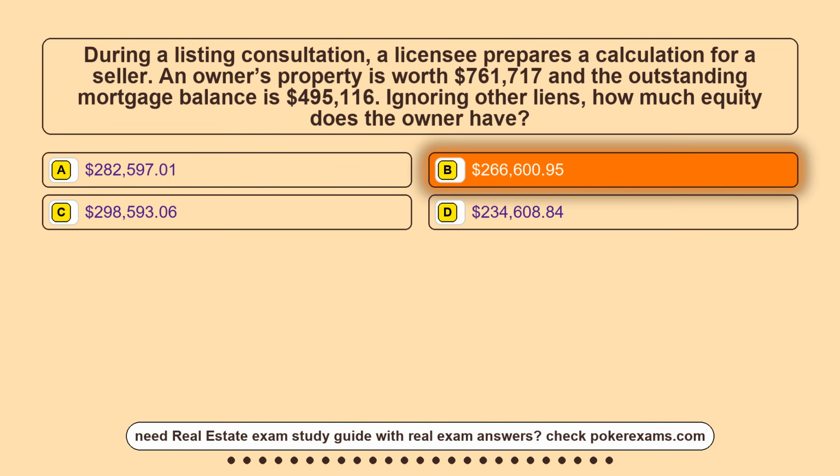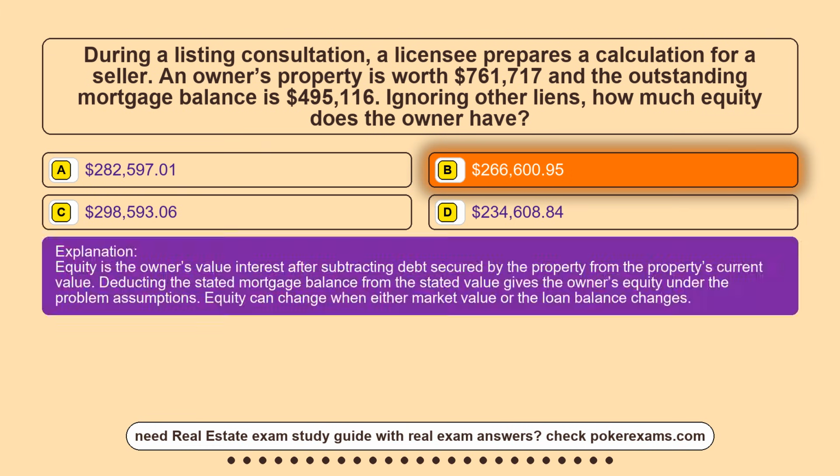$234,608.84. The correct answer is option B, $266,600.95. Equity is the owner's value interest after subtracting debt secured by the property from the property's current value. Deducting the stated mortgage balance from the stated value gives the owner's equity under the problem assumptions. Equity can change when either market value or the loan balance changes.